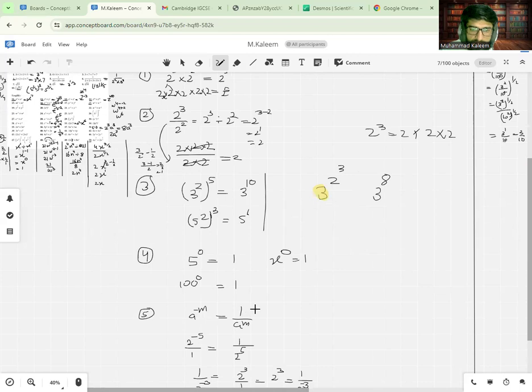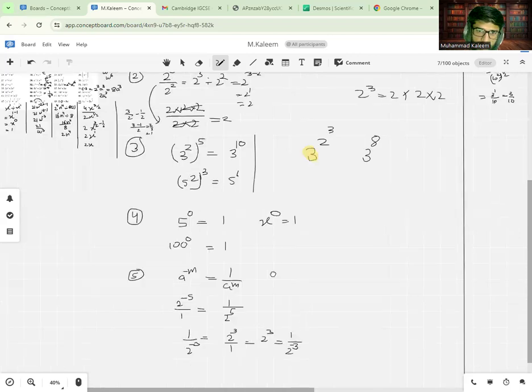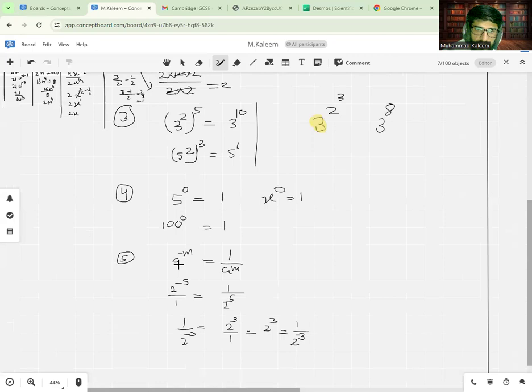The fifth index law is about the negative indices. If we are getting a negative index, it doesn't matter whether in the denominator or the numerator, just change its place. If we are getting a negative index in the numerator, take that term in the denominator, and its exponent sign will be changed. Same for the denominator. If we are getting a negative index in the denominator, just take that term to the numerator, and the sign of the index will be changed.